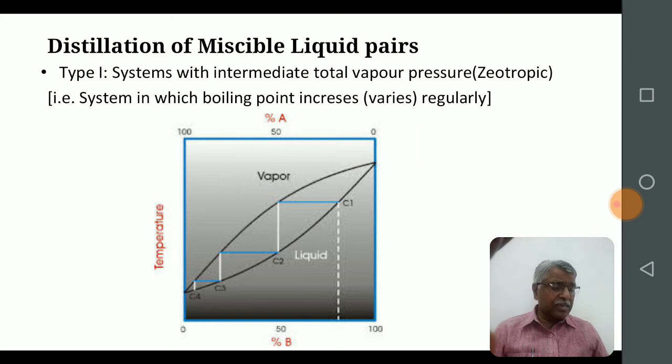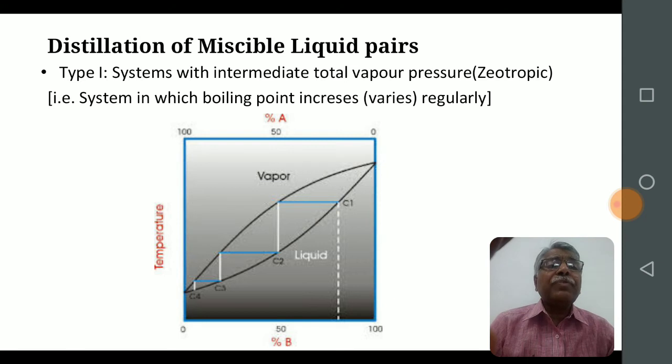Now from the curve it is evident that if we consider the solution having composition C1, and if we heat that solution, it will boil at its corresponding boiling point. The vapors coming up from this solution will contain more of the component A, and the liquid residue contains more of component B.